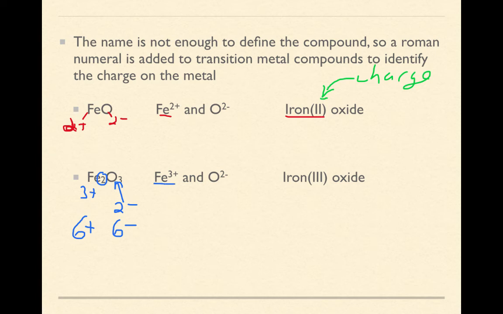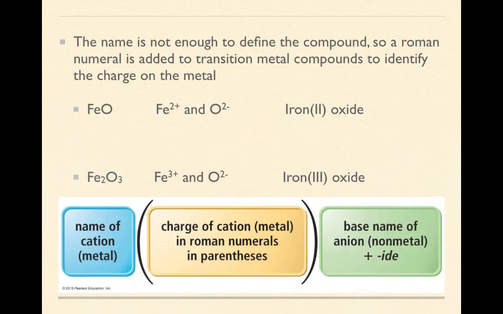So here the iron has a 3 plus charge, and so we call that iron 3 oxide, and again, this 3 here indicates my charge, not the number of iron ions in that compound. It's one of the most common mistakes we see made. So when we're naming our transition metals, we always have the name of the cation, so it's still iron here, and then in parentheses the charge of that cation in Roman numerals, and then the base name of the anion. So we still name them the same way as we name our other ionic compounds. The only difference is we have that Roman numeral in there.